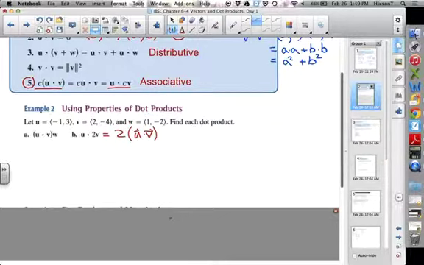So here, I could find u dot v, and then I would only have to do that once, and I could use it in both of those. If I do u dot v, I have negative 1 times 2, which would be a negative 2, plus 3 times negative 4 is a minus 12, so that gives me a negative 14.